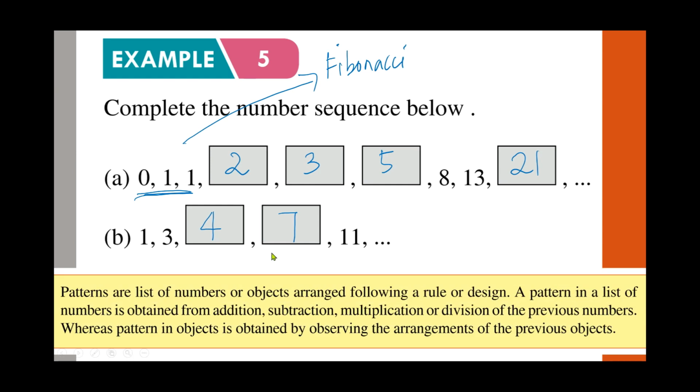So look at the information given. Patterns are lists of numbers or objects arranged following a rule or design. A pattern in a list of numbers is obtained from addition, subtraction, multiplication, or division of the previous numbers, whereas a pattern in objects is obtained by observing the arrangements of the previous object.